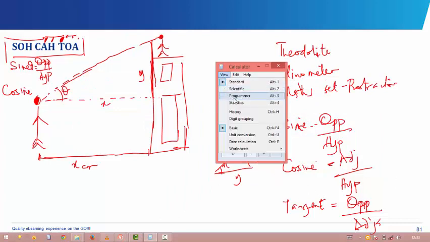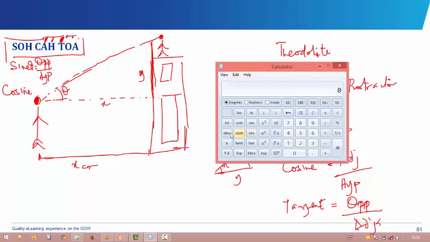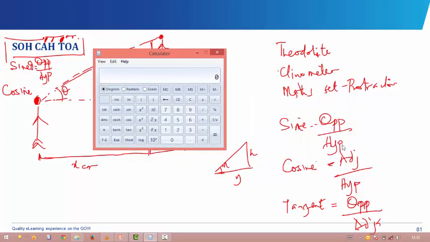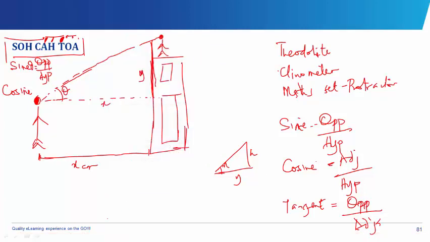Let me change this to a scientific calculator. You always see it here. Look at it: sine, cos, and tan. So sine means the opposite divided by hypotenuse, the cosine means adjacent over hypotenuse, and the tangent equals opposite over the adjacent.